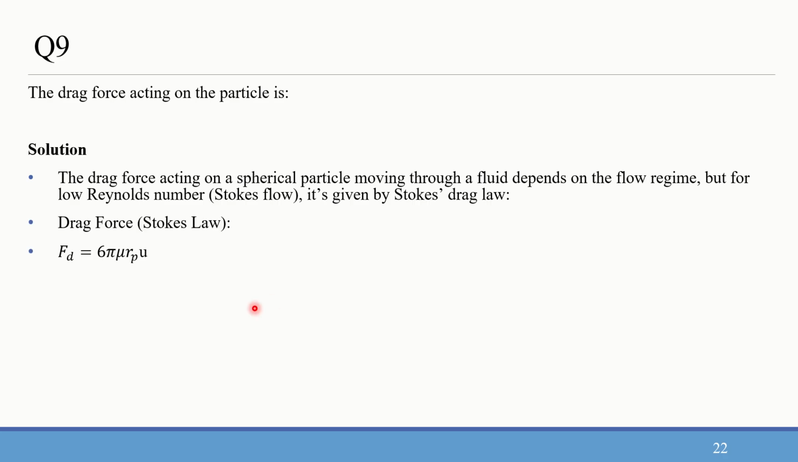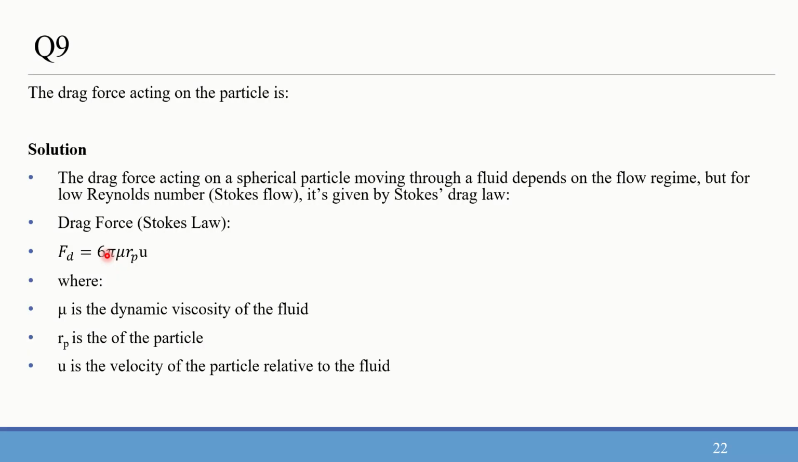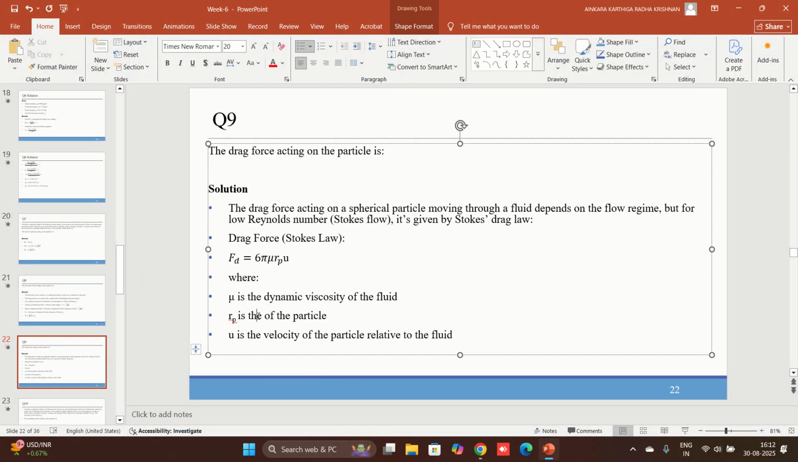Drag force, that is Stokes law, is given by Fd is equal to 6 pi mu Rp into U. So it depends on the flow regime, but for low Reynolds number flow or Stokes regime, drag force is equal to 6 pi mu Rp into U. So this is the drag force acting on a particle, and here Fd is the drag force and mu is the dynamic viscosity of the fluid. Rp is the radius of the particle. U is the velocity of the particle relative to the fluid.